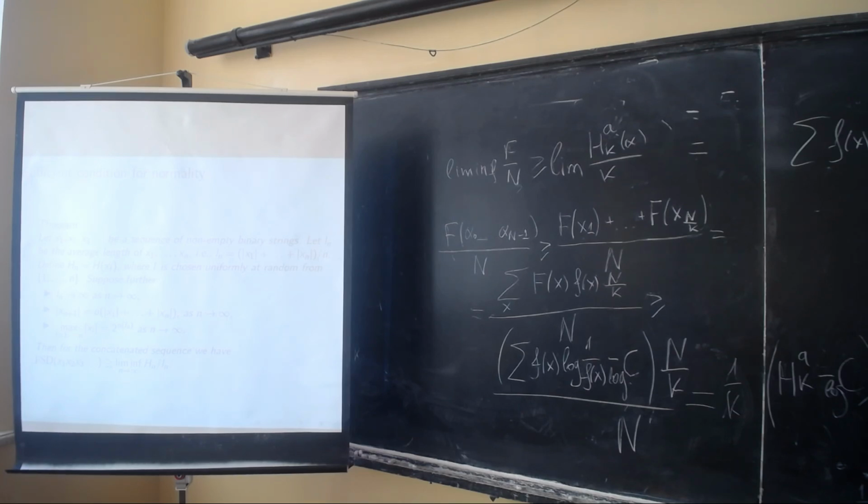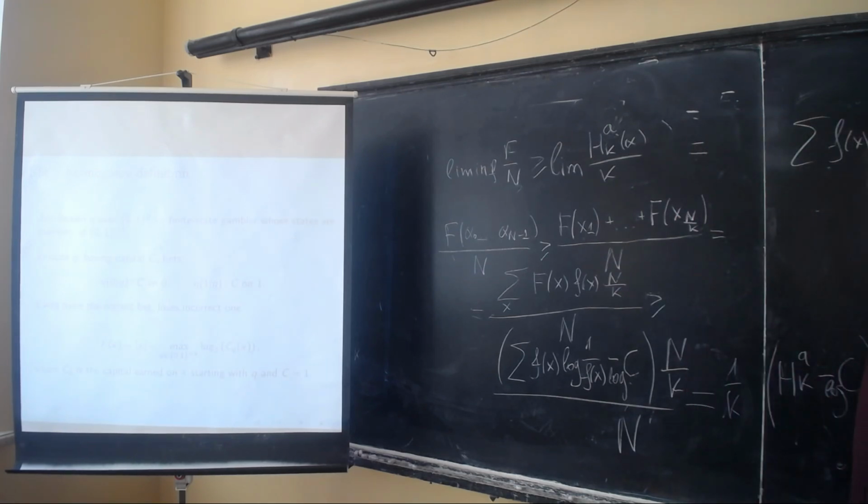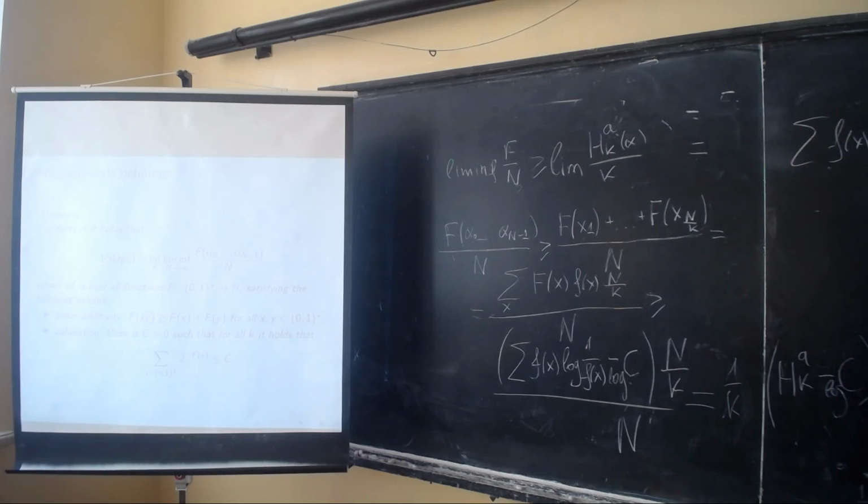Okay, so we use the property that the log function is concave. So the average of log is at most log of the average. Now f of x cancels. And now the sum of 2 to the minus capital F of f is bounded by C, okay.